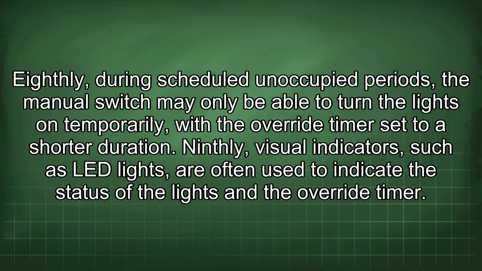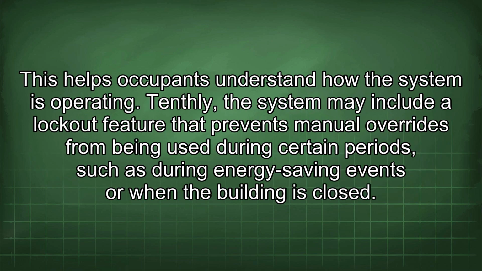Eighthly, during scheduled unoccupied periods, the manual switch may only be able to turn the lights on temporarily, with the override timer set to a shorter duration. Ninthly, visual indicators, such as LED lights, are often used to indicate the status of the lights and the override timer. This helps occupants understand how the system is operating. Tenthly, the system may include a lockout feature that prevents manual overrides from being used during certain periods, such as during energy-saving events or when the building is closed.